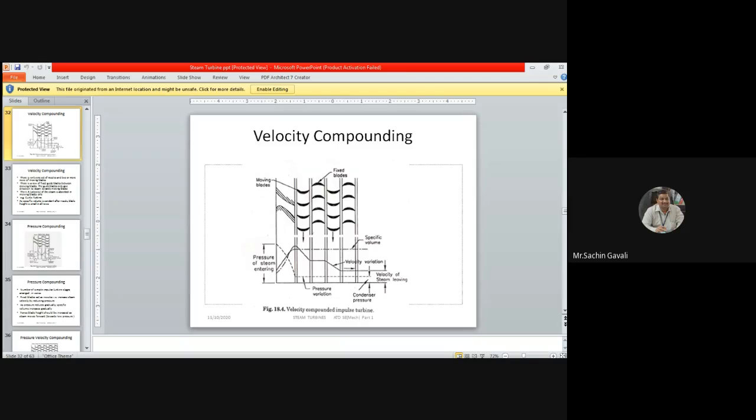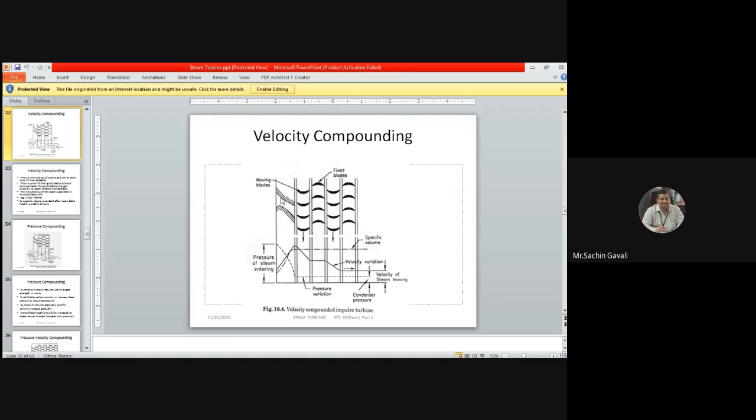So here in velocity compounding, the velocity of the steam is absorbed during the stages, as we are increasing the number of stages for the impulse turbine. As we know, for an impulse turbine there is only one stage, nozzle and moving blade. So we are increasing the number of stages. Number of stages means we are increasing the number of moving blades or fixed blades. By increasing the number of fixed blades in a series arrangement, we are absorbing the velocity of the steam throughout the stages.